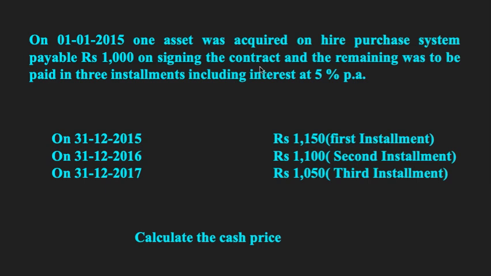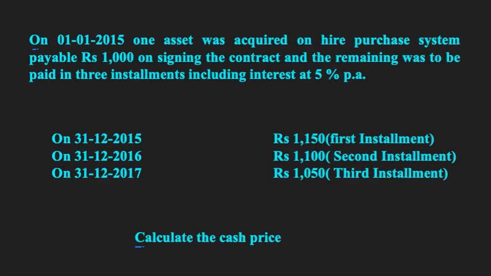Now the installments are at the end of each year. On 31st 12 15, the first installment of 1150 is paid. On 31st 12 16, the second installment of 1100 is paid. Then on 31st 12 2017, the third installment of 1050 rupees is paid. So what we have to do here is calculate the cash price. So let us go for the solution.